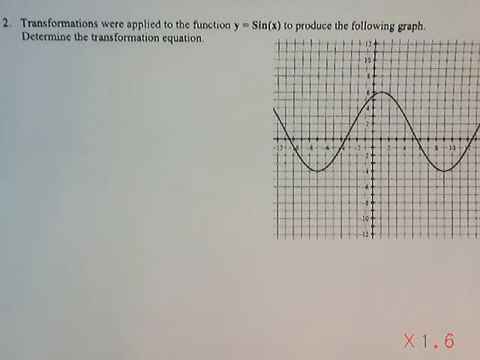This is part 3 of our lesson on equation of a transformed function. So in question number 2, it says transformations were applied to the function y equals sine x to produce the following graph. Determine the transformation equation. So I would probably start with just the generic equation of a sine function, and then we'll try to figure out what a, b, h, and k are.